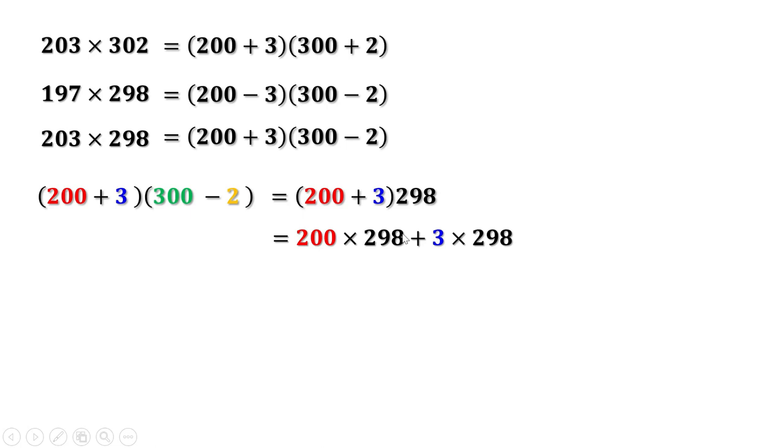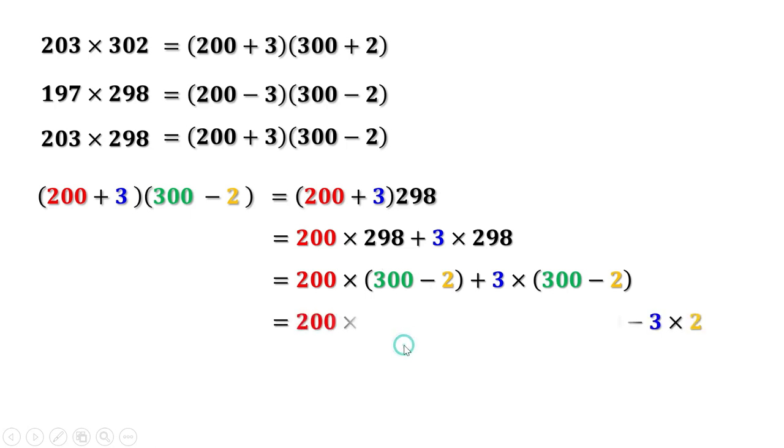Now let us split 298 as 300 minus 2. So this can be written as 200 into 300 minus 2 plus 3 into 300 minus 2. Again we can multiply: 200 into 300 minus 200 into 2 plus 3 into 300 minus 3 into 2. Now we can multiply and simplify to get the answer.